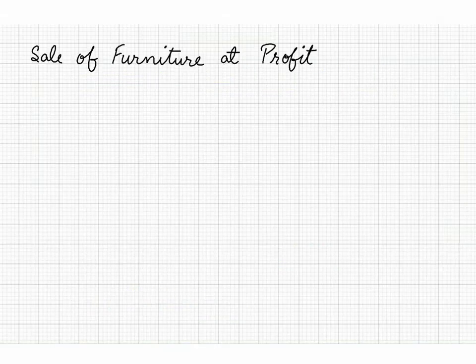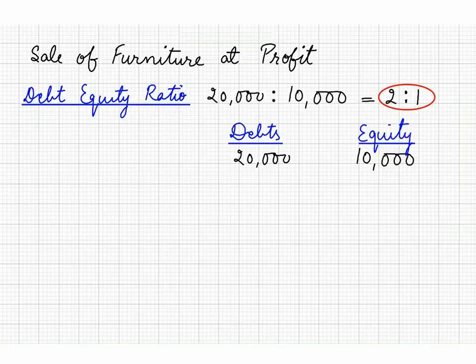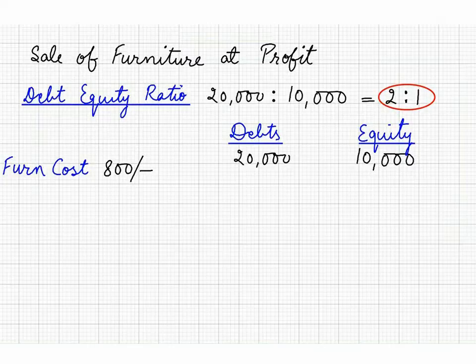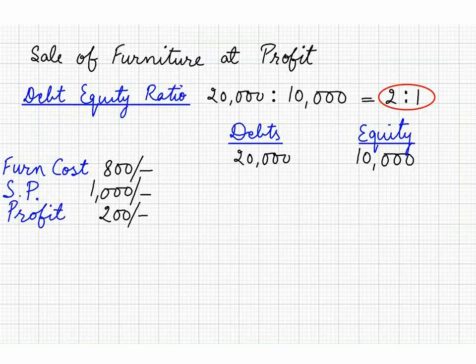Now the situation is, what will be the effect of sale of furniture at profit? Means what will be the effect on debt equity ratio? Again, I'm going to assume that original debt equity ratio was 2:1. I mean to say debts were rupees 20,000 and equity was 10,000 of the company. And furniture has been sold at profit. So I'm going to assume that the cost of the furniture was 800 and it was sold for rupees 1,000, means at a profit of rupees 200.